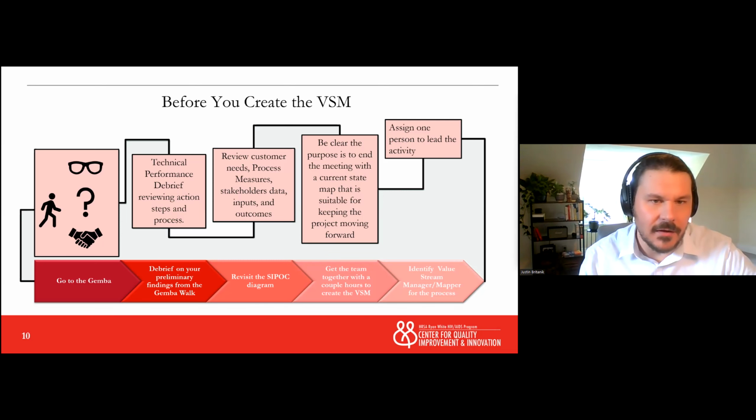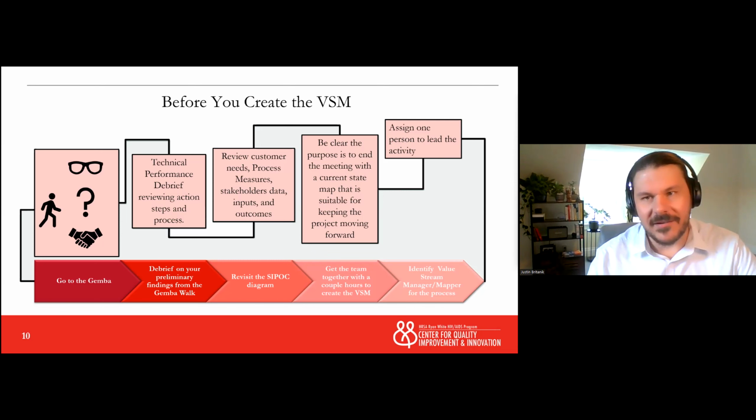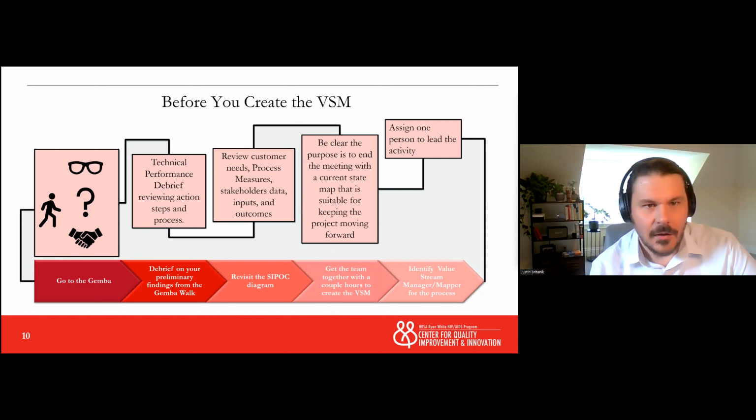And then once we've done the Gemba walk, we're going to either revisit or create the SIPOC diagram. And hopefully in a minute, I'm going to show you how valuable a SIPOC is to creating a usable value stream map. This is the cheat code to doing these things. So we're going to review customer needs. We're going to look at process measures, stakeholders, data, inputs, outcomes, and we're going to get all that organized on our SIPOC from what we saw at the Gemba walk.